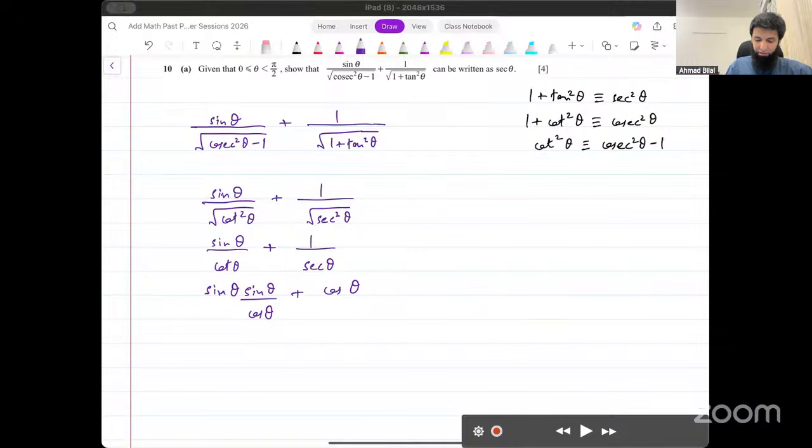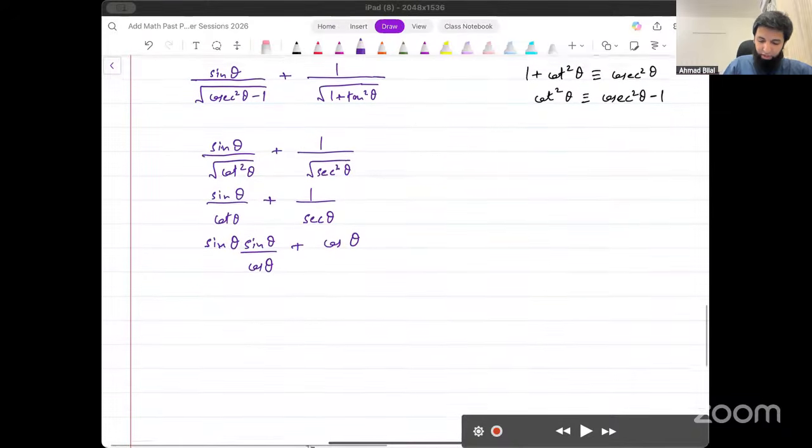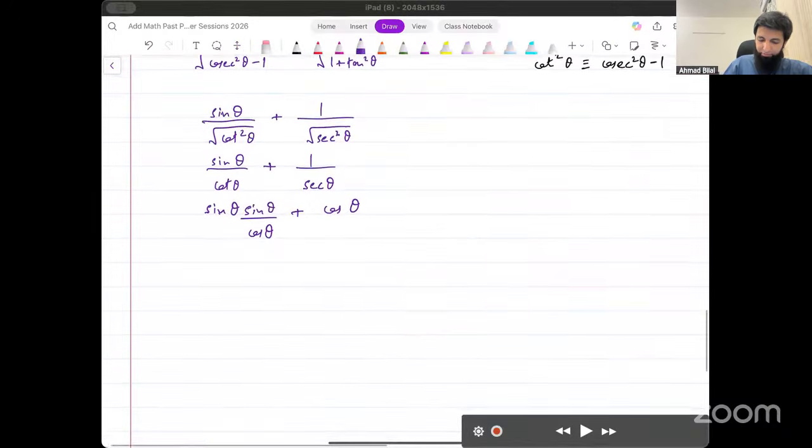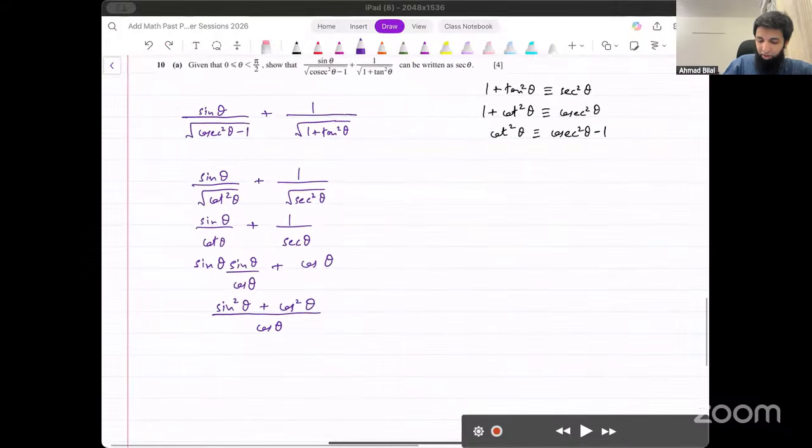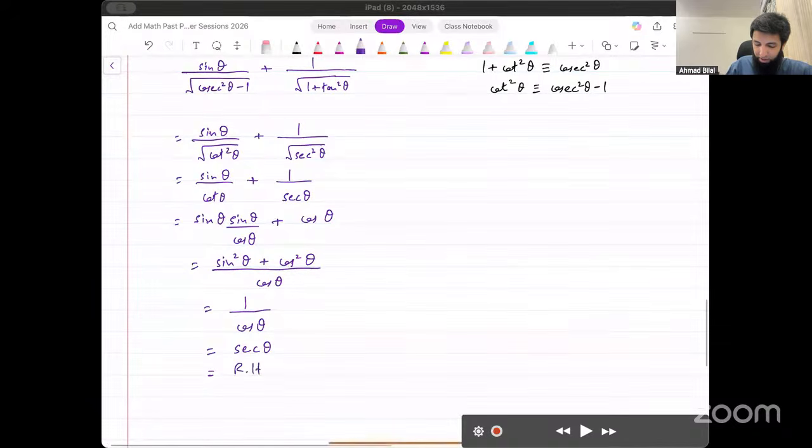Now we need to simplify this further and write it as secant theta somehow. What can we do after this? In the numerator, we have sine square theta. We can take the LCM, cos theta. Sine square theta plus cos theta times cos theta, that becomes cos square theta, and in the denominator we just have cos theta. Now we've got the final result we wanted, because the numerator is just 1: sine square theta plus cos square theta is 1. In the denominator we have cos theta. Cos is the reciprocal of secant, so we can write this as secant theta as well. That is what we were looking for, the same as the right-hand side.